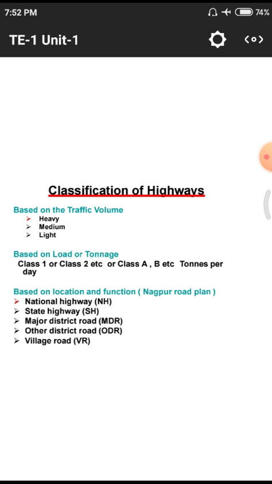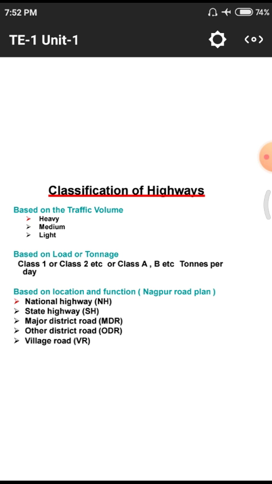First one, class 1, class 2, etc., or class A, class B, depending upon the tons per day. In the roads, they keep some measuring sensors at the joints. Those sensors will automatically measure how much tonnage of vehicles travels daily on that road. They feed the data to the system, and the system automatically processes the data as per the road.